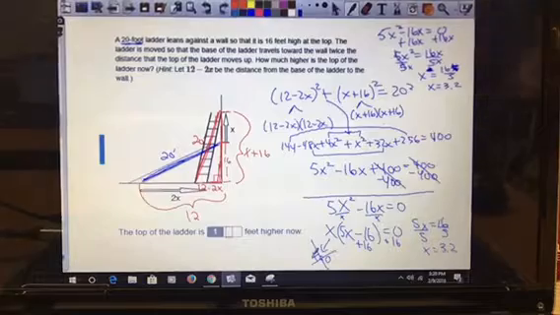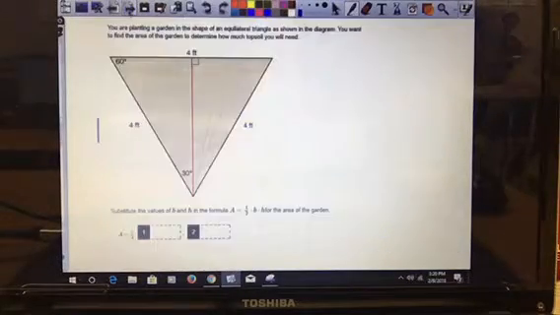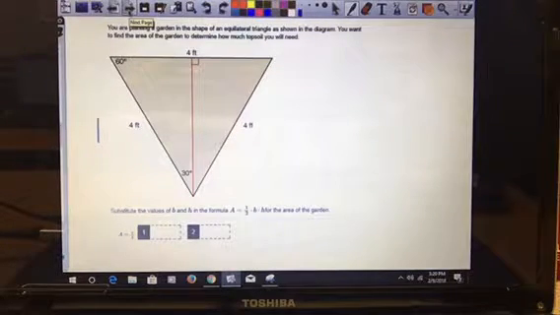All right, let's go. Some of them are going to go pretty quick here. I think that was one of the long ones. Let's move to the next one here. Okay, you're painting or planting a garden in the shape of an equilateral triangle. You want to find the area of the garden to determine it.